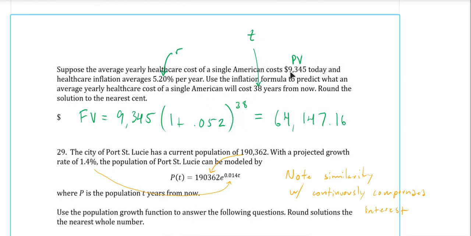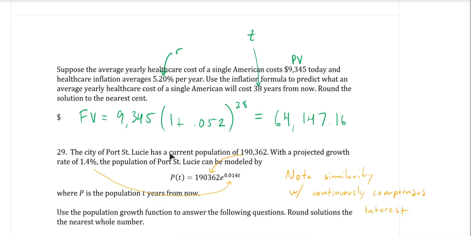If something costs $9,345 today and it's inflating at a rate of 5.2% per year, then after 38 years, plugging it all into the formula as such, that same procedure will cost $64,000.